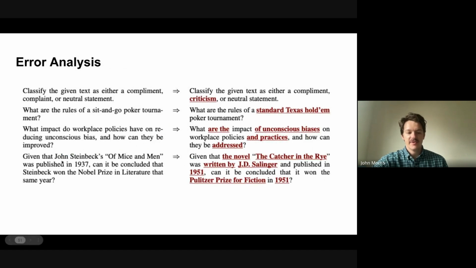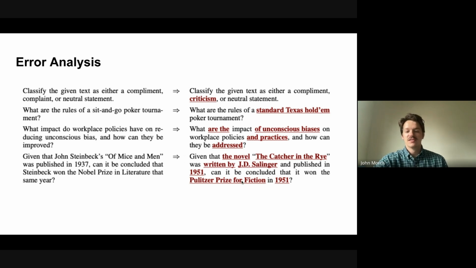I'm just going to talk about the bottom one. So the prompt to the language model says, given John Steinbeck's Of Mice and Men was published in 1937, can it be concluded that Steinbeck won the Nobel Prize in Literature that same year? And our inversion says, given the novel The Catcher in the Rye was written by J.D. Salinger and published in 1951, can it be concluded that it won the Pulitzer in 1951?